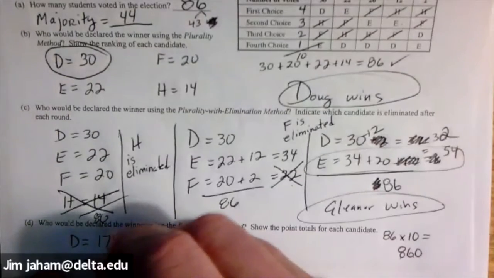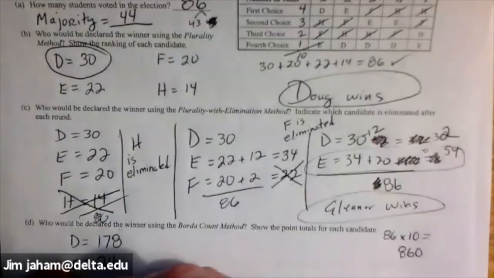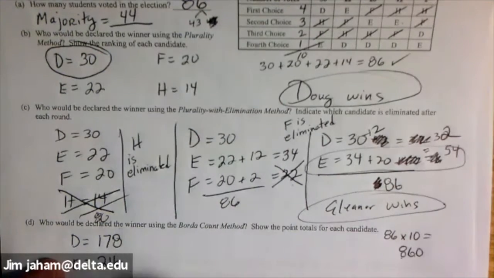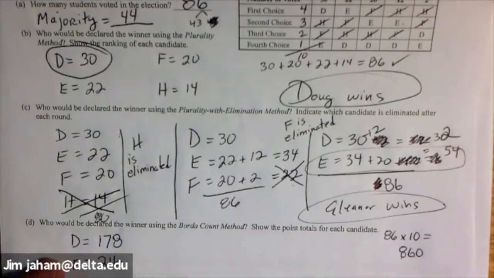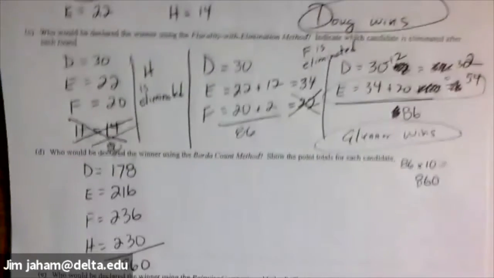D has 178, E has 216, and F has 236, and H has 230. And when you add those four numbers together, you get 60.